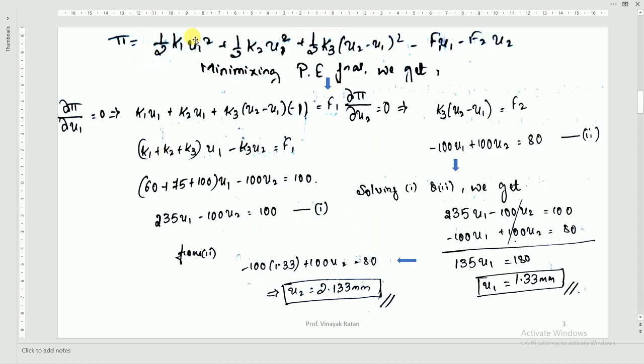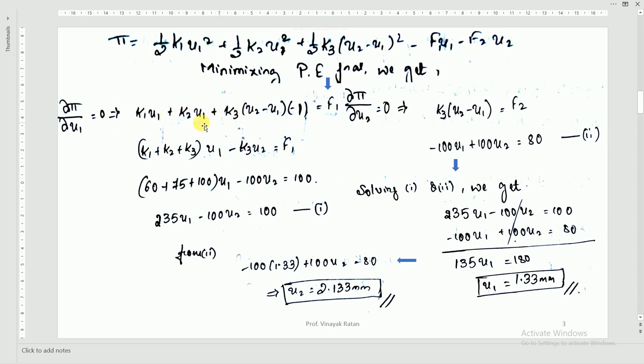Okay, so this is the equation you have got, that is your potential energy function, when you minimize it with respect to U1 and U2. When you differentiate this term with respect to U1, you will get 2K1 U1, and the 2 will get cancelled out. Similarly, differentiate this term, you will get K2 into U1. First, you differentiate this term completely, so you get 2K3 (U2 minus U1). Then you differentiate the bracket, and you get minus 1. When you simplify this, you will get this equation.